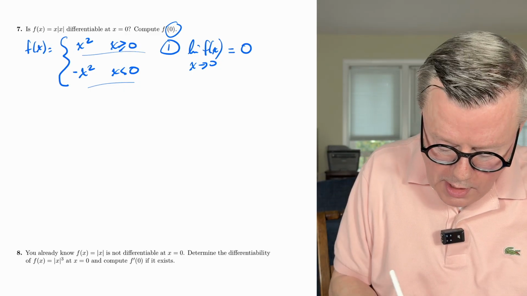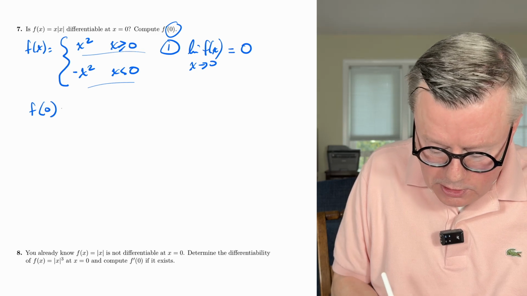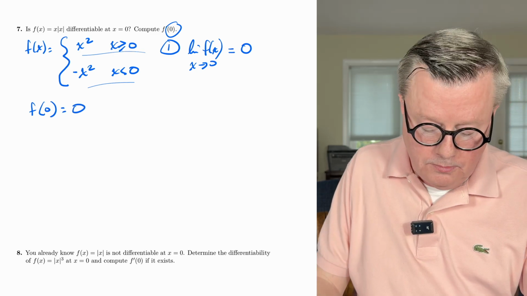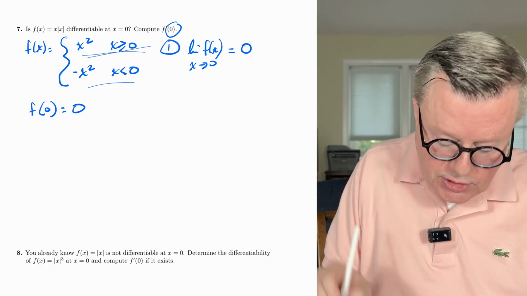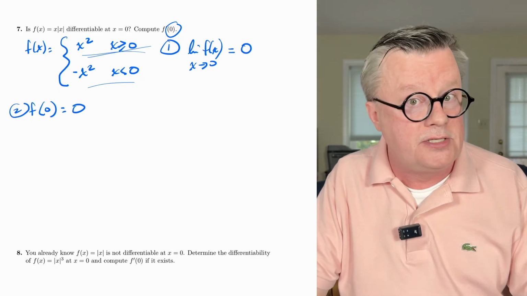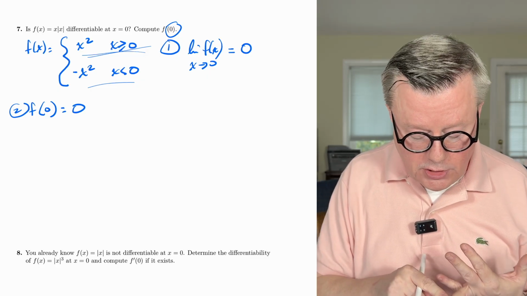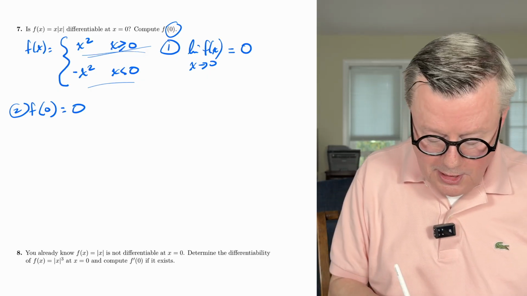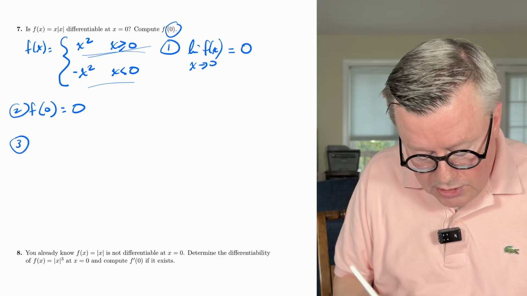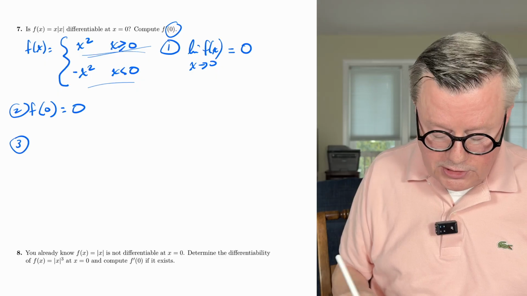What else do I know? I know that the value of the function at 0 is 0 because I would plug that into x squared, I get 0. So what does that tell me? That tells me that the function is continuous at this point. I got limits, I got continuity. Now I am going to use the definition of derivative to compute the derivative of this function.